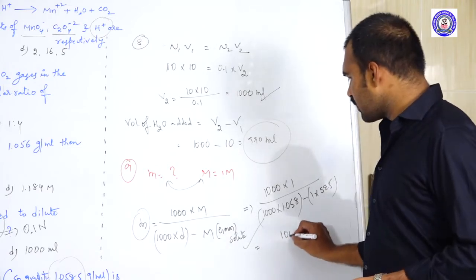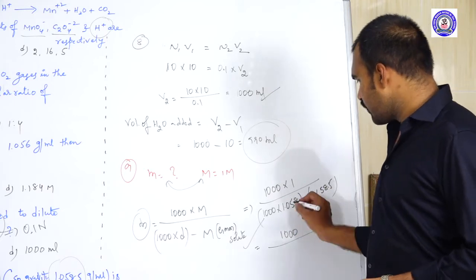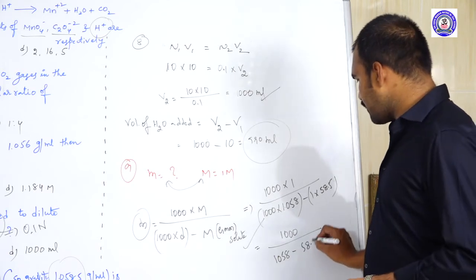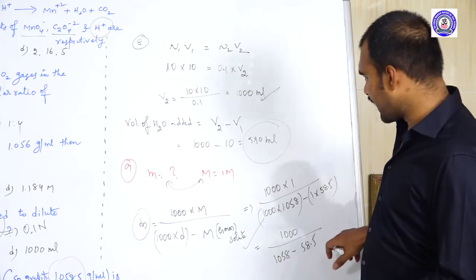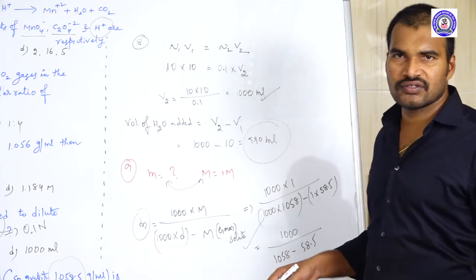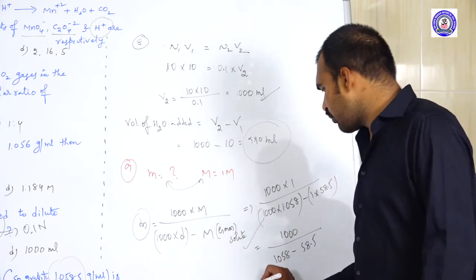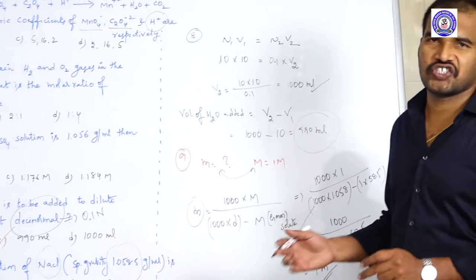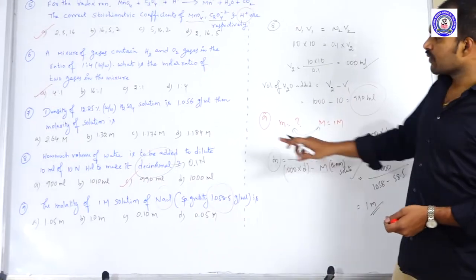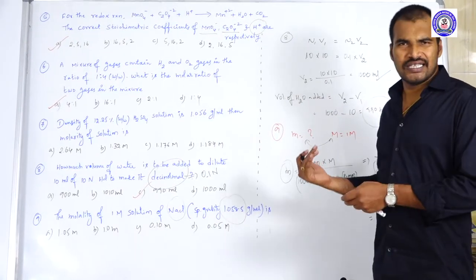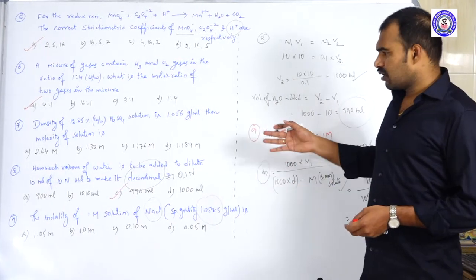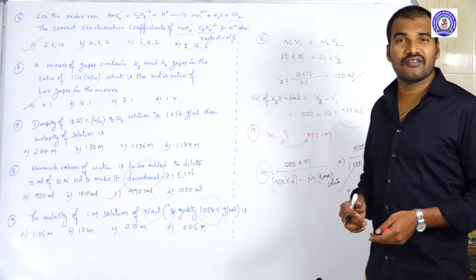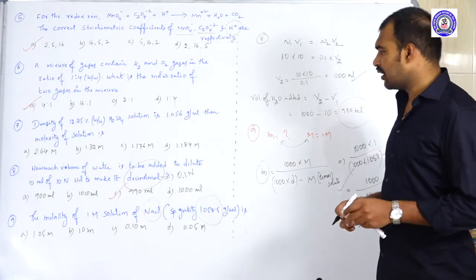That is equal to 1000 divided by, if you multiply, we get 1058 minus 58.5. If you subtract 58, it will be 1000. 1000 by 1000, 1 approximately. So the final molality of the solution is 1 mole per kg. Okay, so once again, if you know the direct relation, it's very easy to calculate. That is why in the concentration terms, the formulas are very important. So focus more on the formulas.